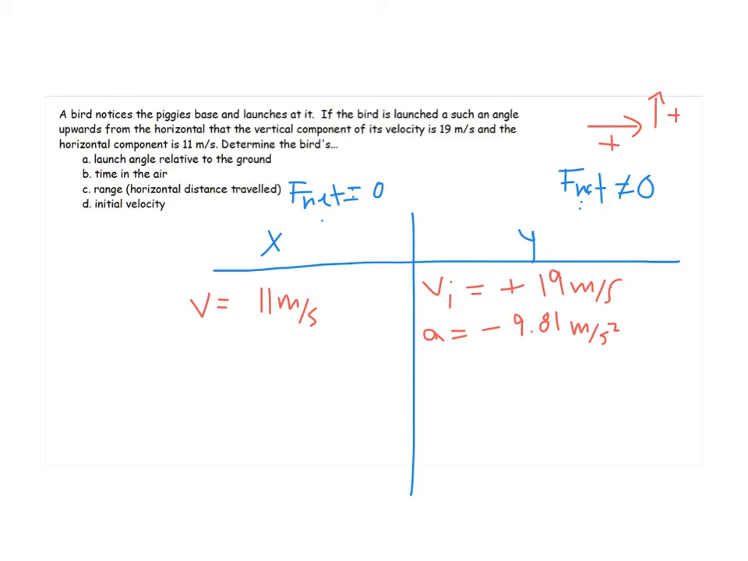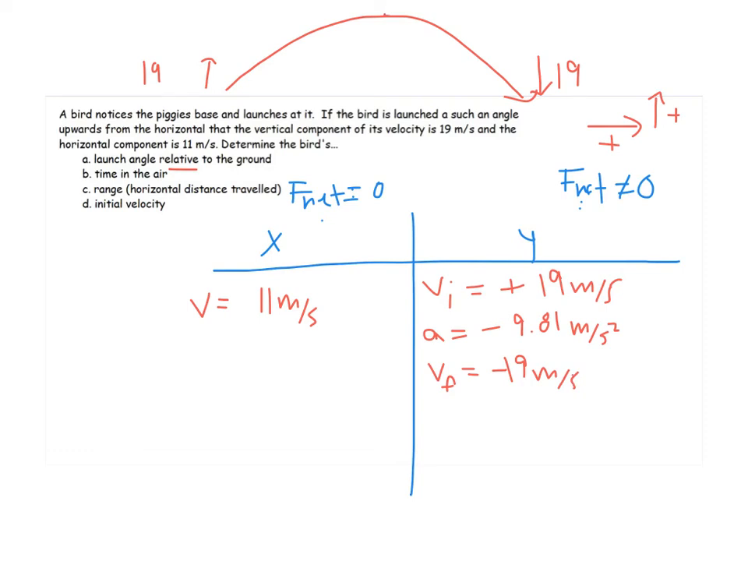And if I'm trying to find time in the air, I'm thinking about this type of projectile motion. If I have an initial Y velocity of 19 meters per second, I'm also going to have the same Y velocity at the end, but it'll be 19 meters per second down. So in this question, I do know my final Y velocity, and that's going to be negative 19 meters per second.